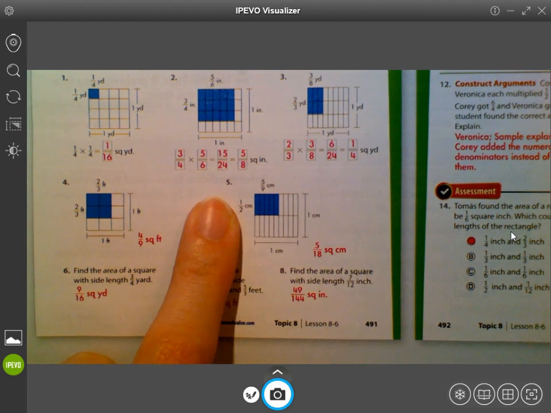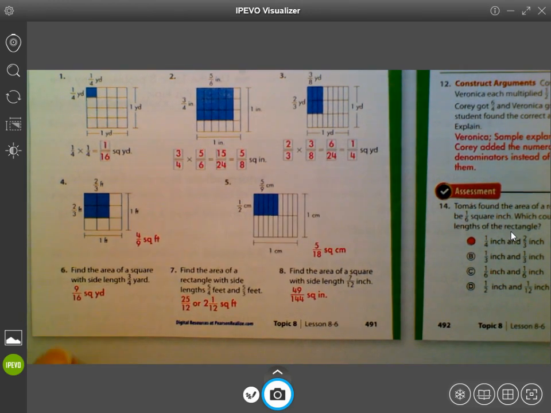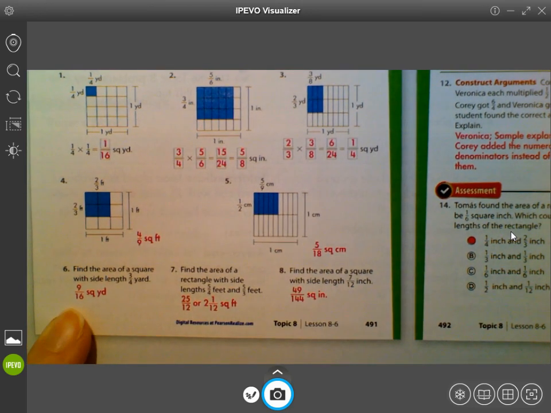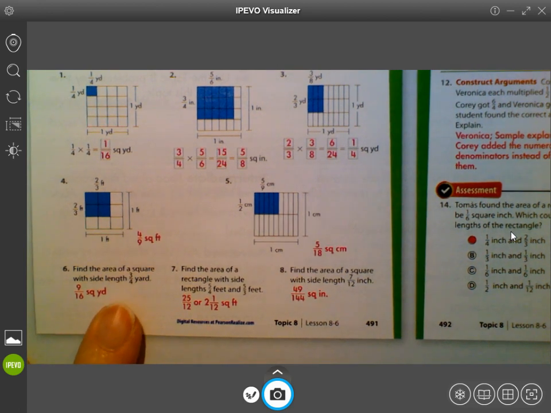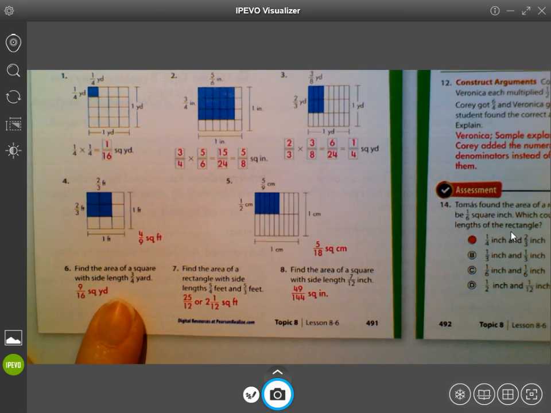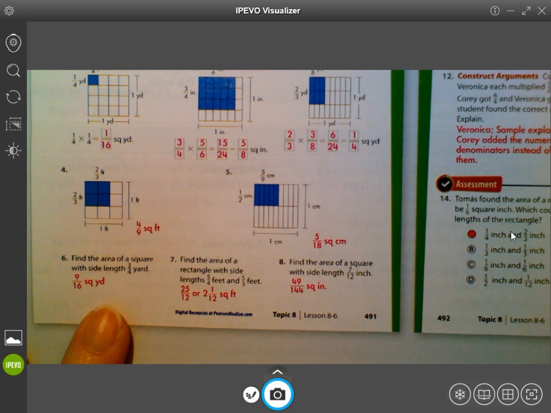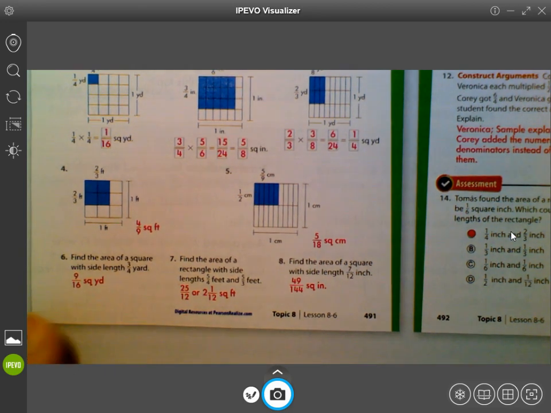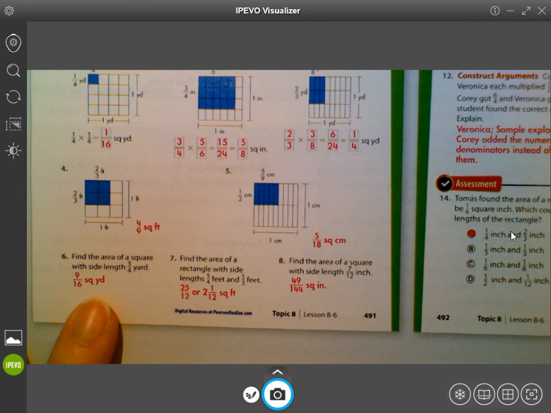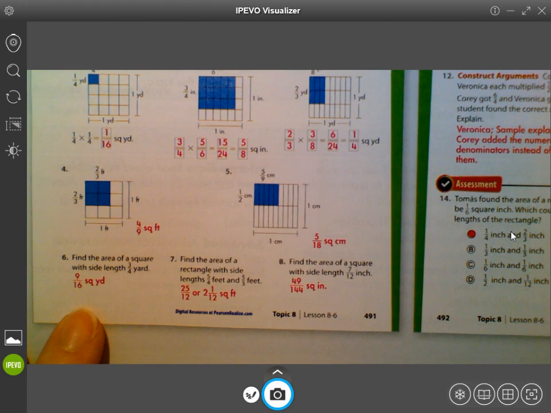All right. Then we had number 6, which was a word problem. It said, find the area of a square with a side length of 3/4 of a yard. Since it's a square, if we know one side length, we know all of them. So we would take 3/4 times 3/4, and that would get us 9/16. There isn't a number that we can divide both 9 and 16 by, so 9/16 square yards, or yards squared, would be our answer. Questions on number 6? Okay.